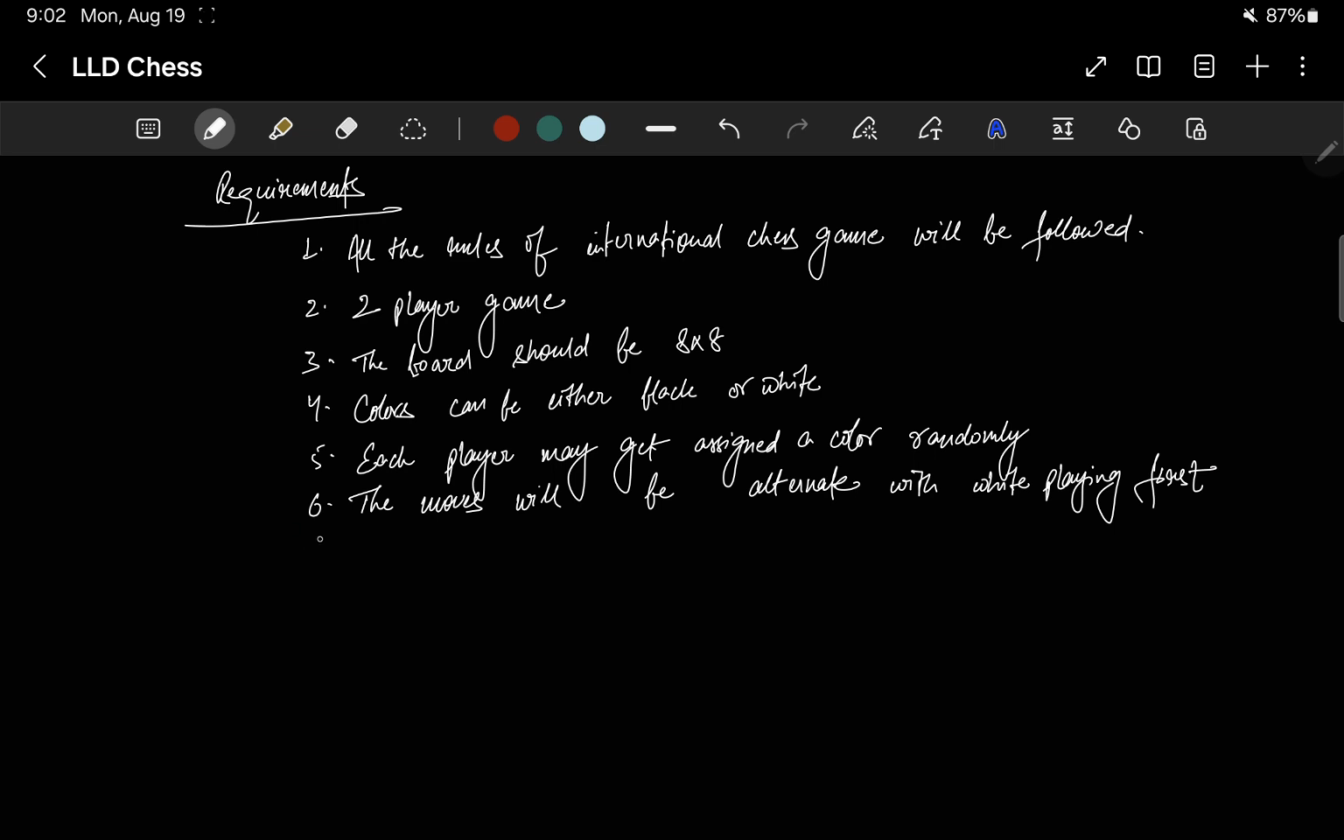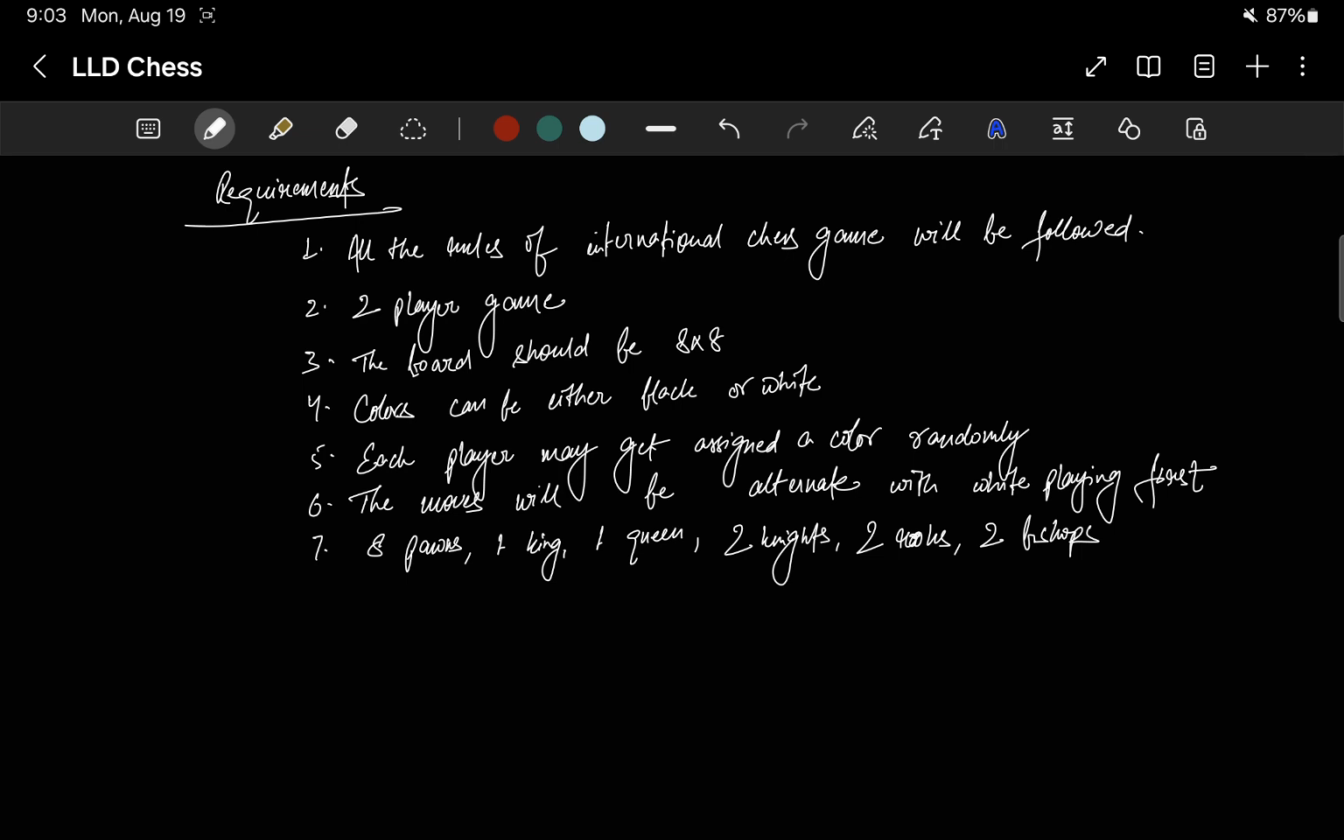Next, what we might talk about is the pieces, like there will be 8 pawns, one king, one queen, two knights, two rooks, and two bishops. So each player will have these pieces, right?